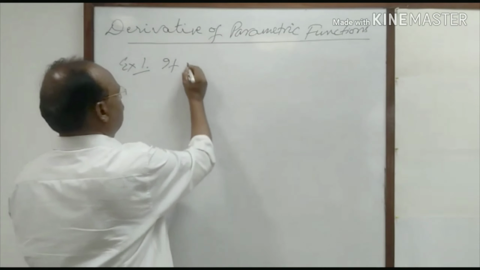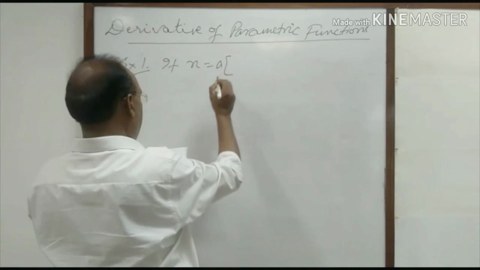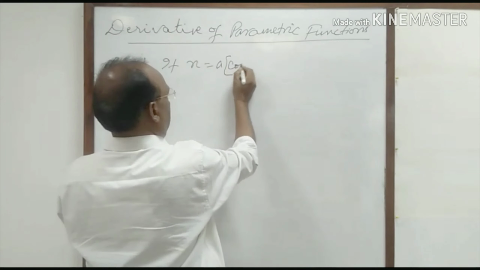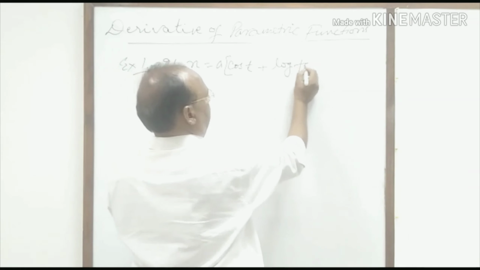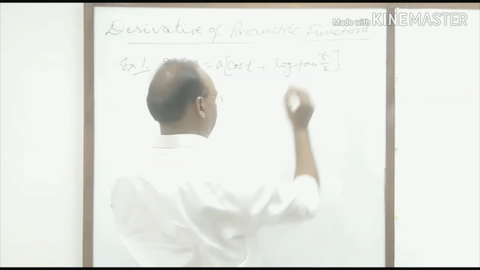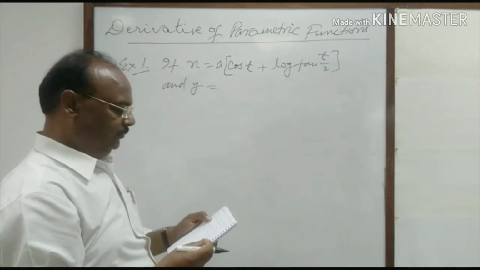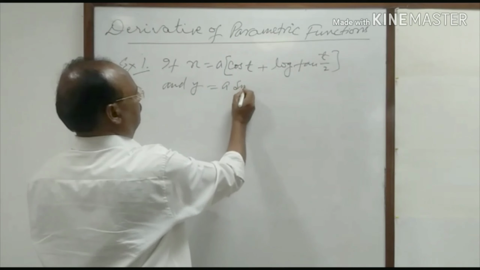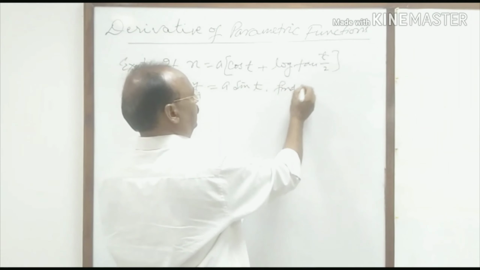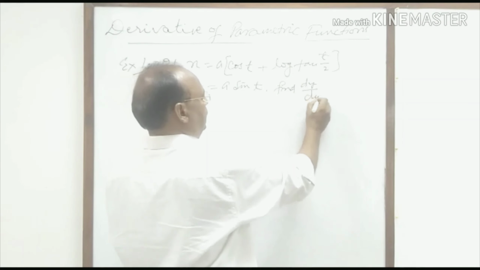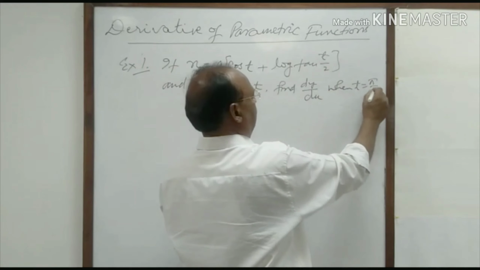If x is equal to a (cos t plus log tan t/2) and y is equal to a sin t, then find derivative of y with respect to x when t is equal to pi by 4.